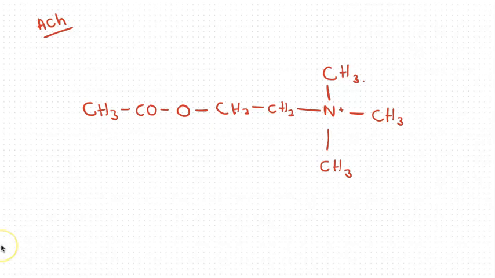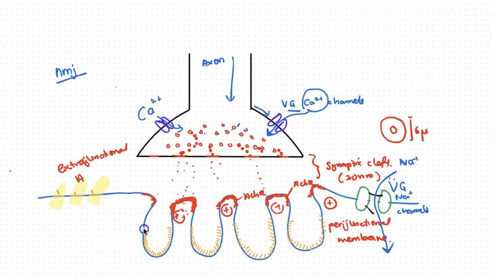You have acetylcholinesterase here. So once the acetylcholine has activated the acetylcholine receptors, it will flow and be broken down by acetylcholinesterase into acetate and choline. Choline will be recycled back into the terminal axon to be reused. Acetate will diffuse away and become metabolized.